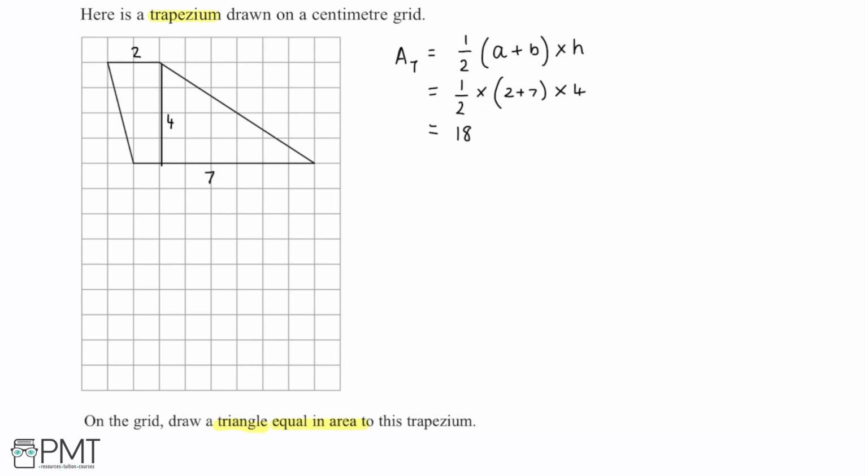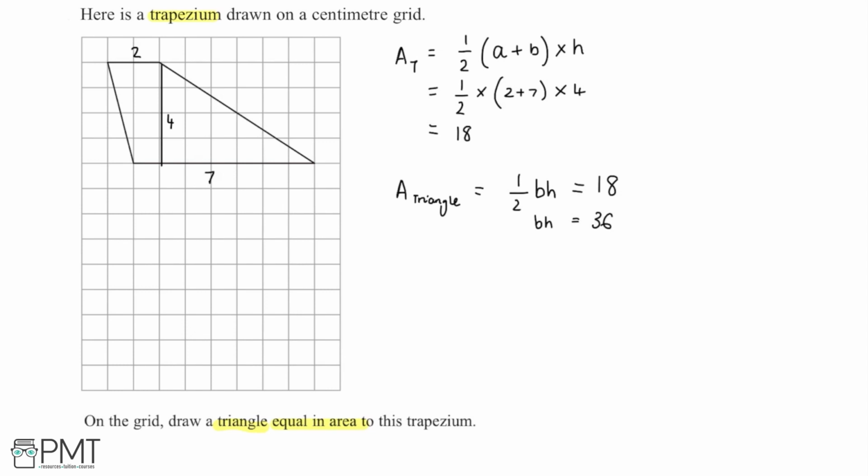And if we know the formula for the area of a triangle, it's just going to be a half multiplied by the base multiplied by the height. And we know that the area has to be equal to 18. We can multiply both sides by 2, so we know that the base times the height is equal to 36.